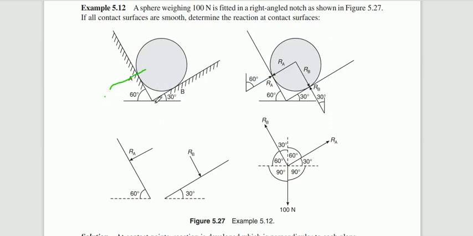This plane makes an angle of 60 degree with the x-axis, and this plane makes an angle of 30 degree with the x-axis. Where there is a surface of contact, we get the reaction exactly perpendicular to that plane. So if a sphere problem is given, where there is a contact area, you have to draw the perpendicular reaction. Let us call it RA.